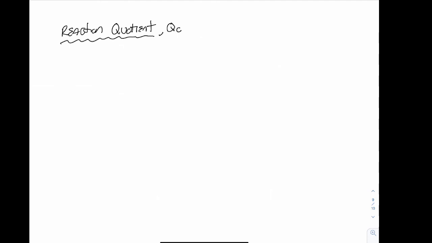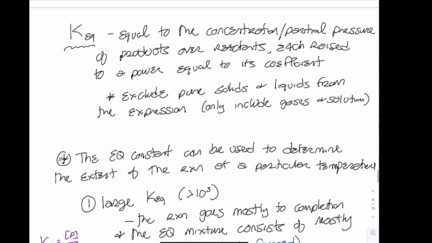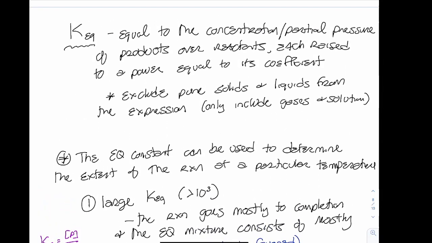When we set it up for QC, the concentrations can be any values. They don't necessarily have to be at equilibrium, and in fact, that would be important. I'm going to go back up and add this here. When we started, K was equal to the concentration or partial pressure of products over reactants at equilibrium. They have to be equilibrium concentrations or equilibrium partial pressures. If they're not, the expression is not equal to the equilibrium constant. Instead, it would be equal to my reaction quotient.